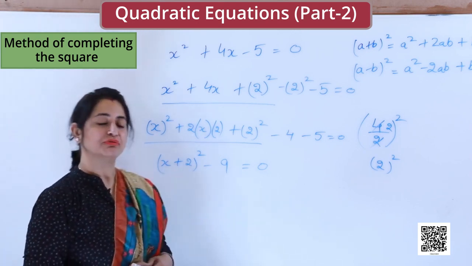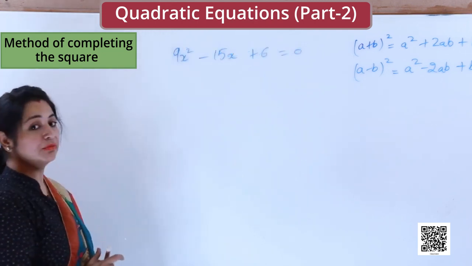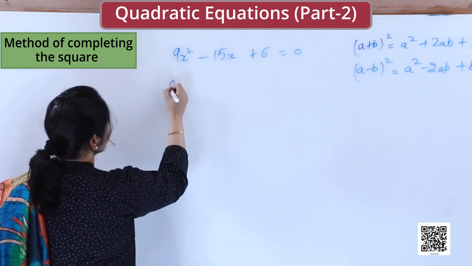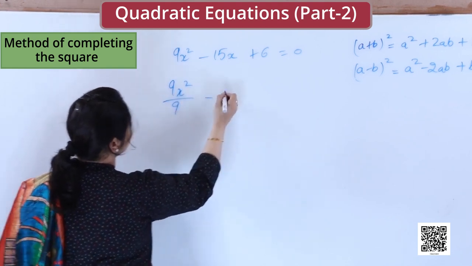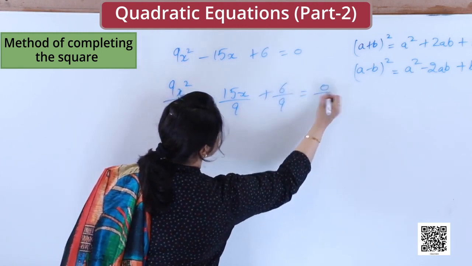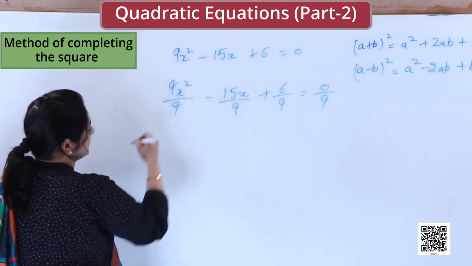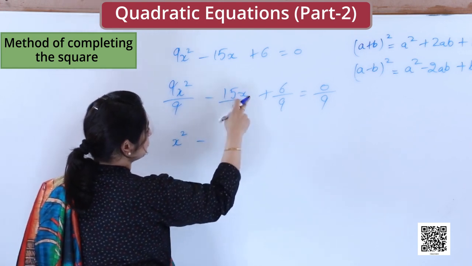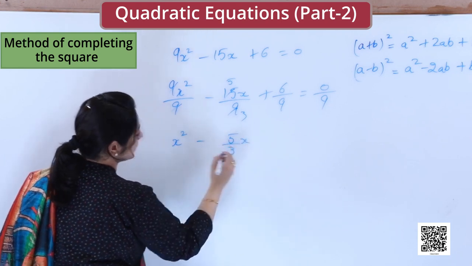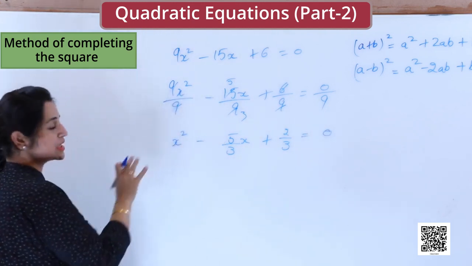So, let's try to do it with one more example. Here, what is the value of a? The value of a here is 9. Now, we need 1. So, to get 1, what we will do is, we will divide the whole equation by 9. So, we can write it like 9x square upon 9 minus 15x upon 9 plus 6 upon 9 and 0 upon 9. That we need not write because 0 upon 9 will give us 0 only. So, this 9 will get cancelled and x square minus 15x upon 9 will be written as 5 upon 3x, here 2 upon 3 and here 0. Now, this is our new equation.